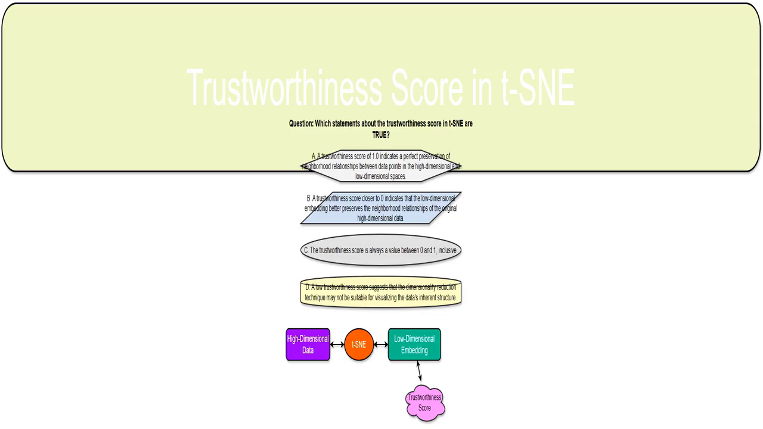I'm going to explain what a trustworthiness score means when you're using t-SNE, t-distributed stochastic neighbor embedding, a technique for visualizing high-dimensional data in a lower dimension. It measures how well the relationships between nearby data points in the original, high-dimensional space are maintained after the t-SNE transformation. A higher score means the relationships are preserved better. Think of it like a map. A high trustworthiness score means your map accurately reflects the distances between places in real life.